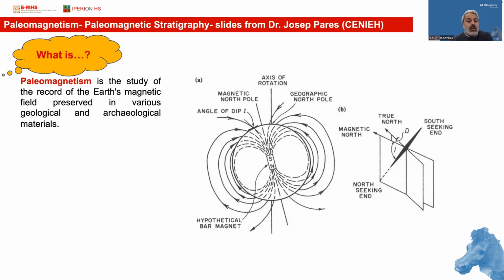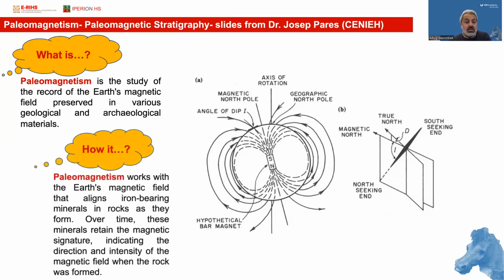So basically, what is paleomagnetism? It is the study of the record of the Earth's magnetic field observed in various geological and archaeological materials. It works with the Earth's magnetic field, which aligns with the iron-bearing minerals in rocks as they form, or in your sequence. Over time, these minerals retain the magnetic signature, and the intensity of this magnetic field indicates when the rock was formed.